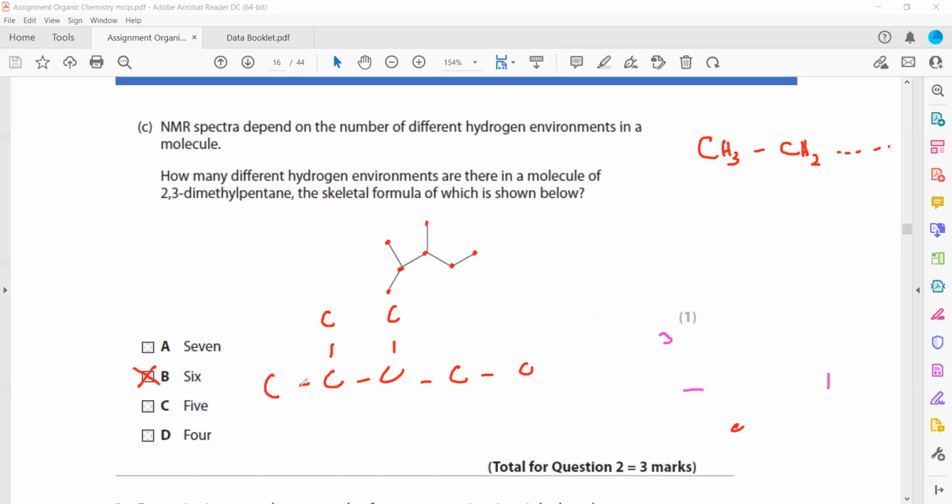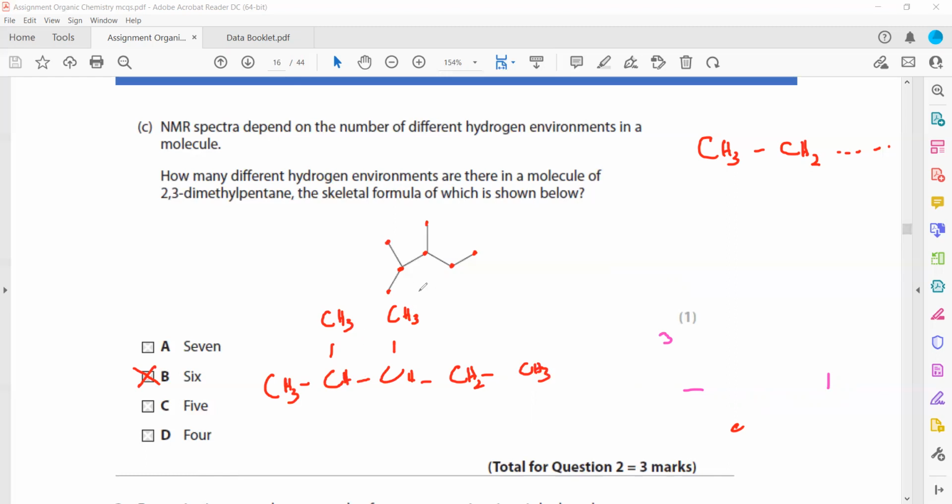So we draw the first carbon, and then how many hydrogens? Because 1 bond is there, this will have 3 hydrogen. 1 bond, 3 hydrogen. 3 bonds, so 1 hydrogen. 1 bond, 3 hydrogen. 3 bonds, 1 hydrogen. 2 bonds, 2 hydrogen. 1 bond, and 3 hydrogen. This is how we draw the structure.